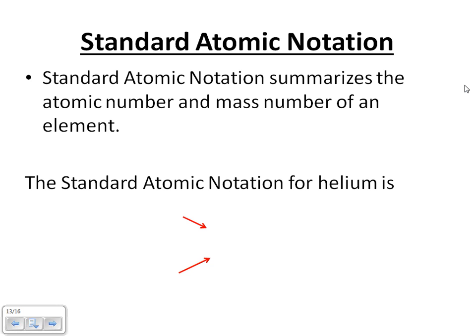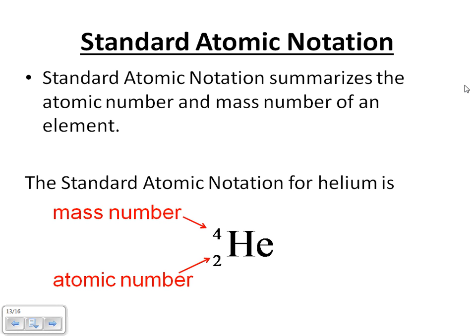All right, standard atomic notation, the last thing we've got to learn for today. The standard atomic notation summarizes the atomic number and the mass number of an element. So the standard atomic notation for helium looks like this. It's got the symbol He, it's got the mass number up top and the atomic number on the bottom, and that is always written before the letters. So we don't write it like this. We write these numbers in front of the letters for the symbol for the element. So that's your standard atomic notation. You will be asked to write the standard atomic notation for each of the first 20 elements.